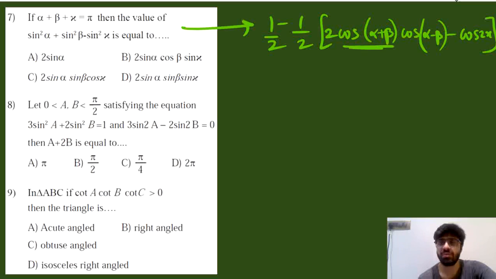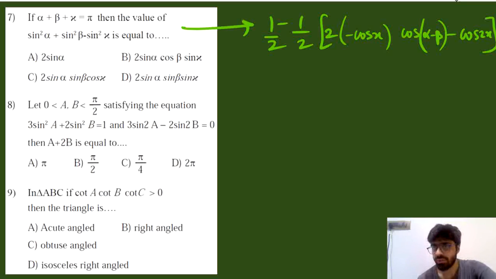Now cos of alpha plus beta, think about it. Alpha plus beta plus x will be equal to pi. So alpha plus beta is pi minus x. So this term is pi minus x, and cos of pi minus x will be minus of cos x. So this term is minus of cos x.